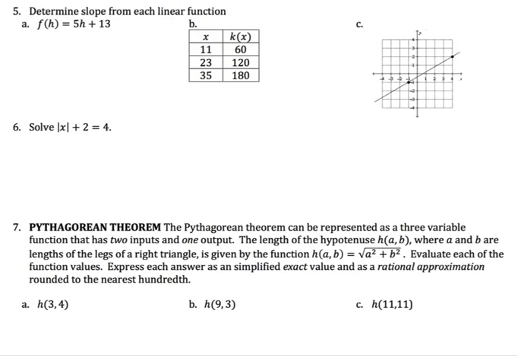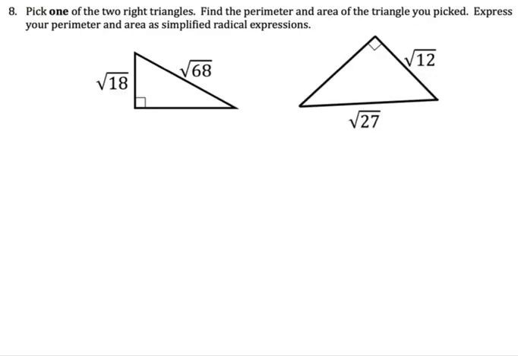Okay. Number 5 is determining the slope. Number 6, this goes back to Unit 1, solving an absolute value equation. Number 7 introduces the Pythagorean theorem as a function, and you're to evaluate each of those function values with 2 inputs. And then number 8, you get to pick one of these, and whichever one you pick, you need to find the area and the perimeter of the one you picked. This will be similar to the examples that were in the video.